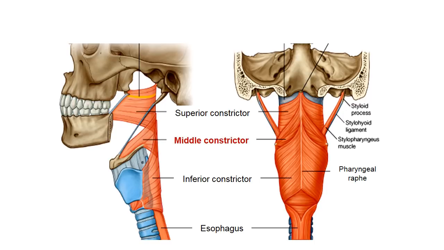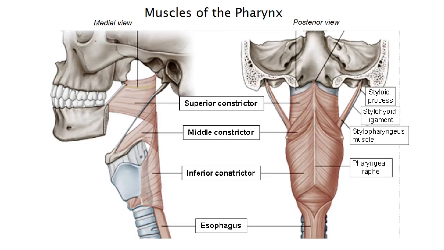The middle pharyngeal constrictor attaches to the stylohyoid ligament, the lesser and greater cornu of the hyoid bone, and at midline into this midline raphe, pharyngeal raphe. The inferior pharyngeal constrictor has a rather broad attachment here into the thyroid cartilage, the cricoid cartilage, and of course again into this midline pharyngeal raphe.